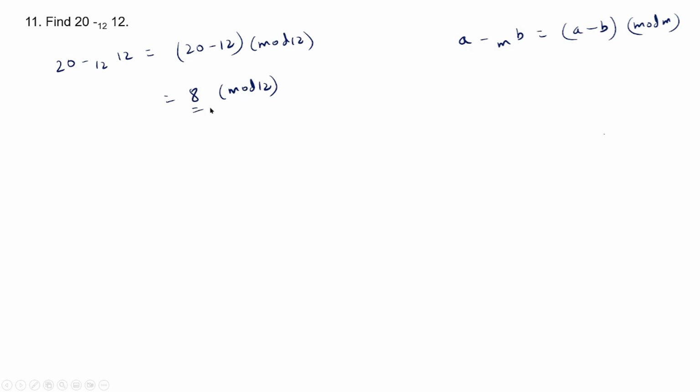So here we can see that 8 is less than 12. For any number, say x mod m, it will be equal to x if x is less than m. So 8 mod 12 is equal to 8. So subtraction modulo m of a minus b is equal to a minus b mod m if a minus b is more than m, and it is equal to a minus b if a minus b is less than m. Here 8 is less than 12, so subtraction modulo 12 of 20 minus 12 is equal to 8.